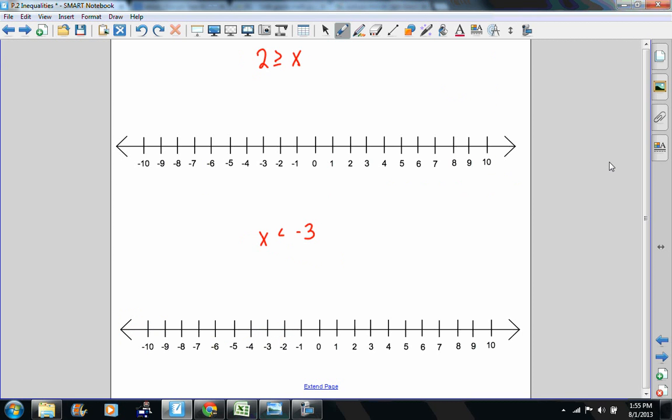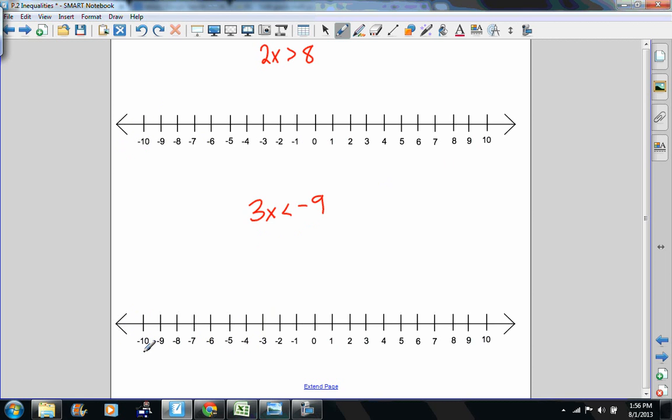So here, the circle is going to be at 2. It is going to be a closed circle since the line's underneath it. And the x's are smaller because the alligator is eating the 2, so we're going to shade left. And on the bottom, we're going to make a circle at -3. It is an open circle, and this one we are also going to shade left. Okay, these aren't terribly difficult, they just take practice.